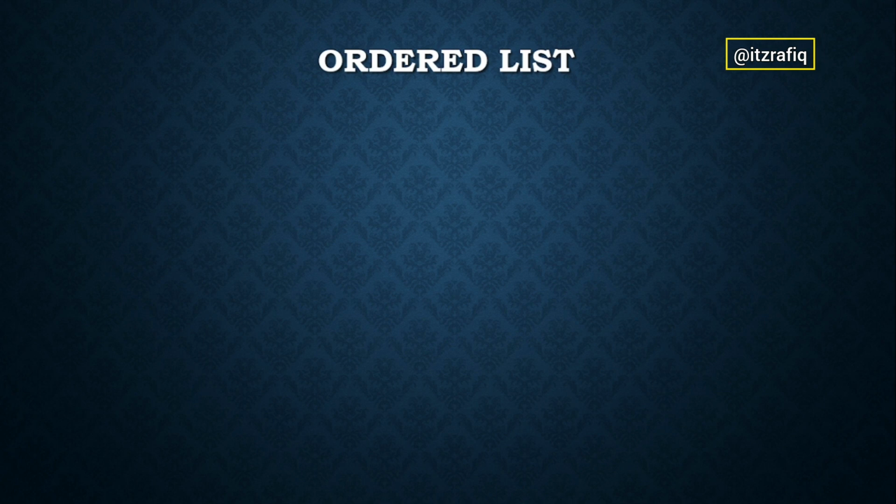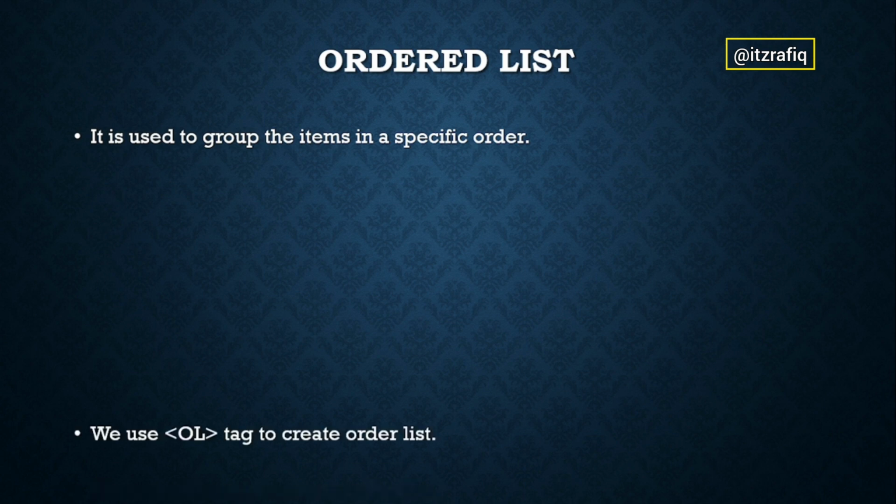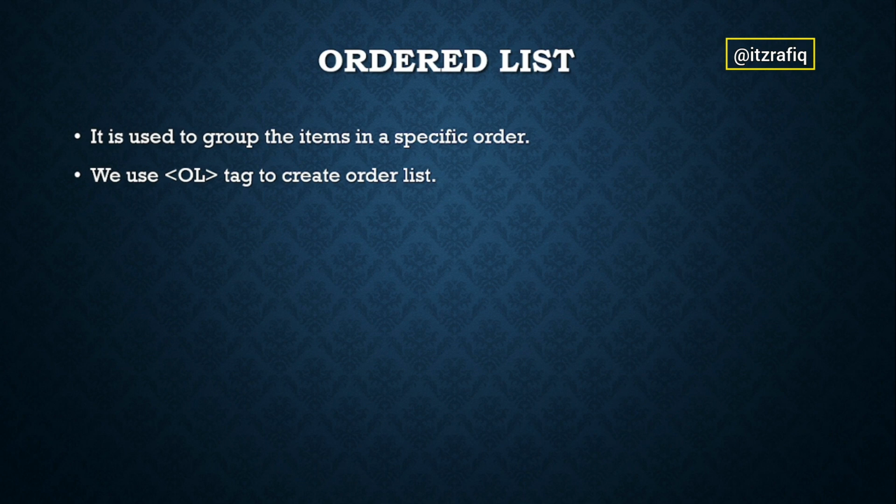First we'll come to the ordered list. When a group of items is in a specific order, suppose I want to write top 10 movie names or top 10 country names, at that moment we need numbering. For that purpose we use an ordered list. We use the OL tag to create an ordered list, and inside OL we write the li tag to add the list items.